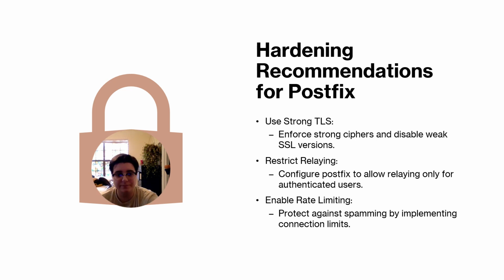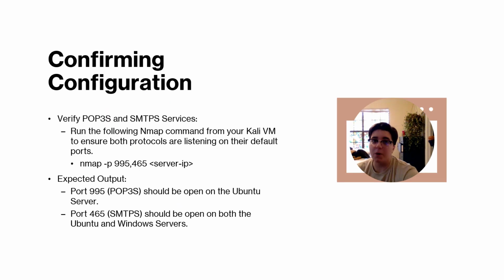Now that we've configured both POP3S and SMTPS, it's time to confirm that the servers are listening to the correct ports. We'll use Nmap from the Kali VM to check this. The command, listed below. For POP3S, we expect port 995 to be open on the Linux server. For SMTPS, port 465 should be open on both the Windows and Linux servers. If both ports show as open, our configuration is complete. As you can see, the expected output there.